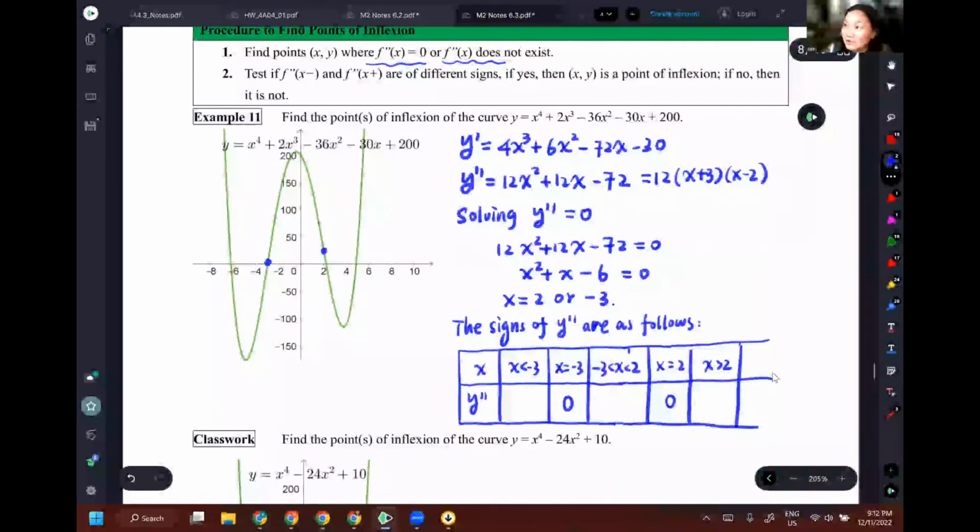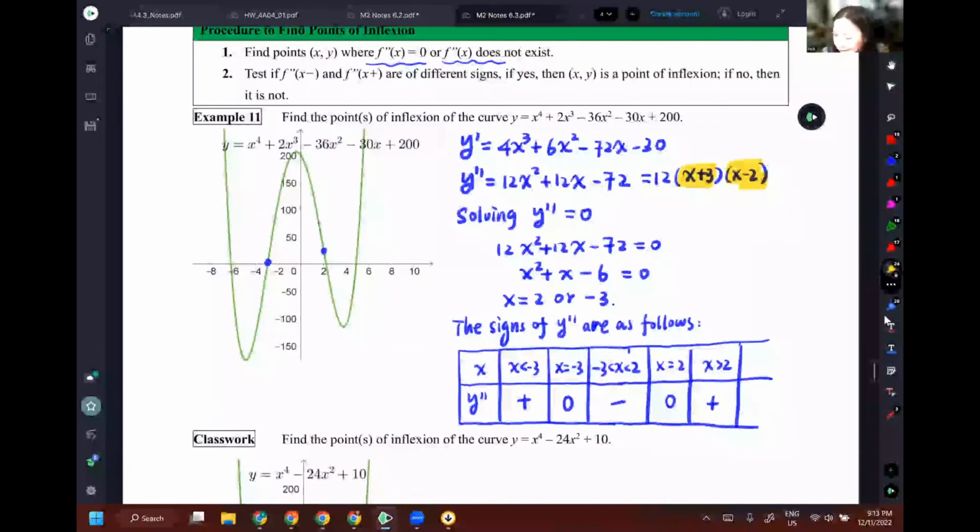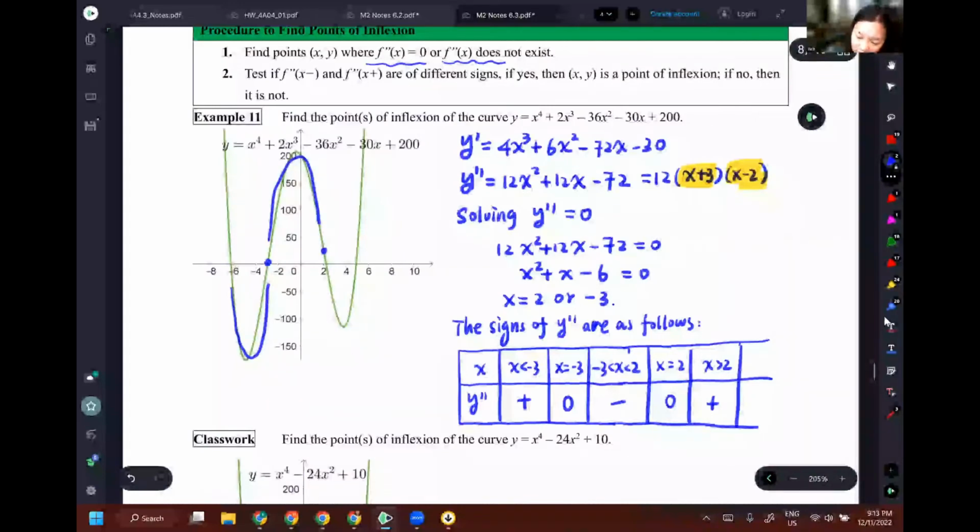Now, smaller than means 12 times negative, so it's positive. Between is negative. Bigger than is positive. Now, I do this very quickly, but for you, you need to check each individual factor. I'll work out the sign. And then you will see, oh, is there a change? I think there is, from positive to negative, and from negative to positive. That means these are points of inflection.